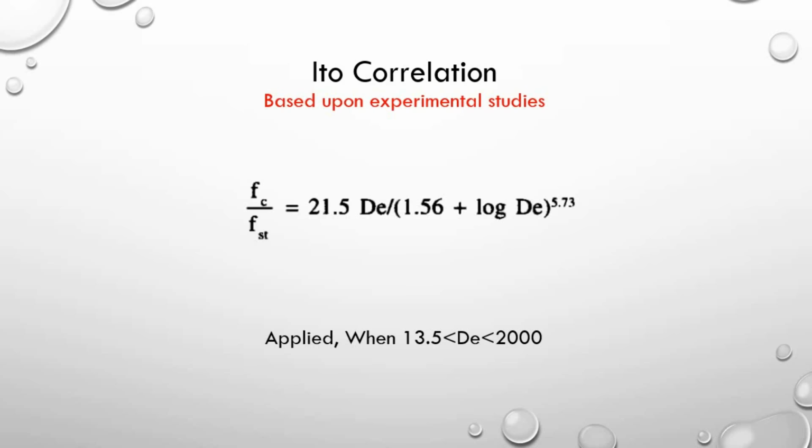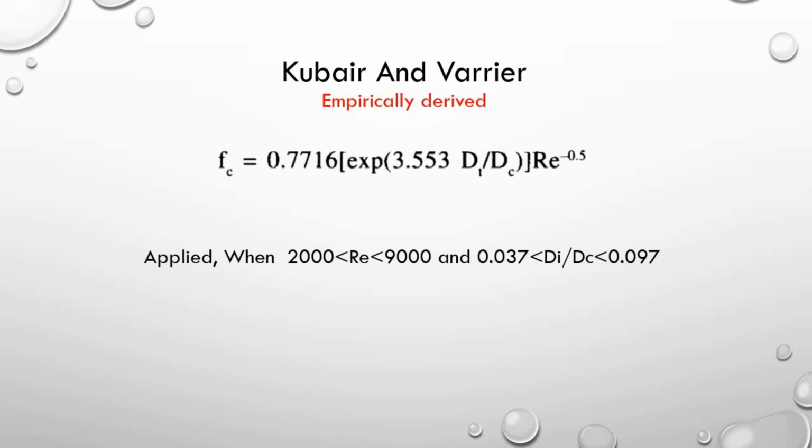Kober and Verrier have recommended the Fallik equation, and it is applied when the Reynolds number is greater than 2000 and less than 9000, and the geometrical ratio of the coil, meaning the diameter of the coil and the diameter of the pipe, should be greater than 0.037 and less than 0.097.